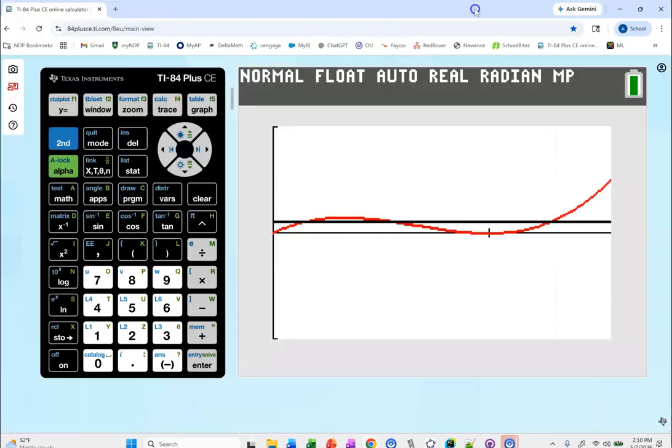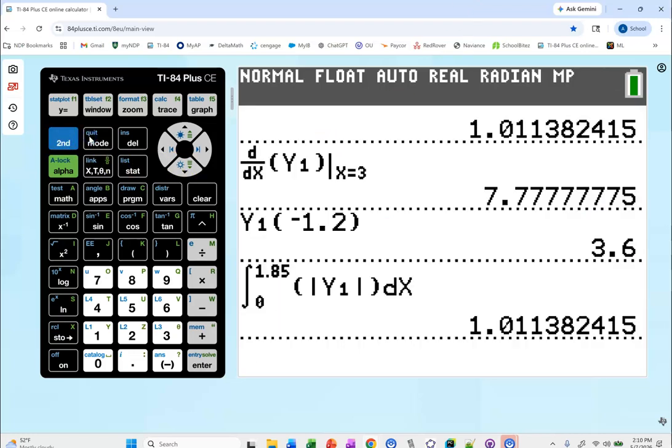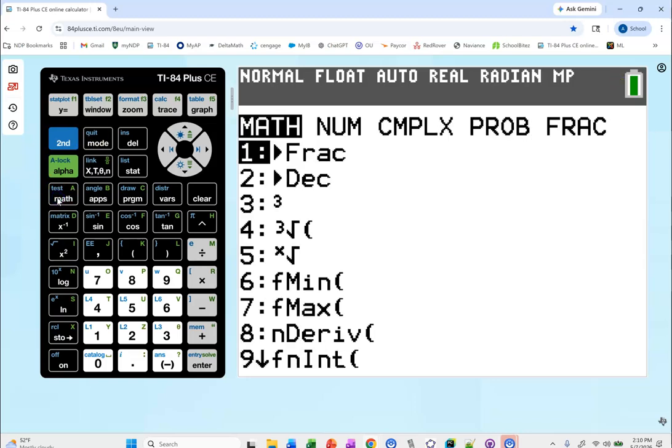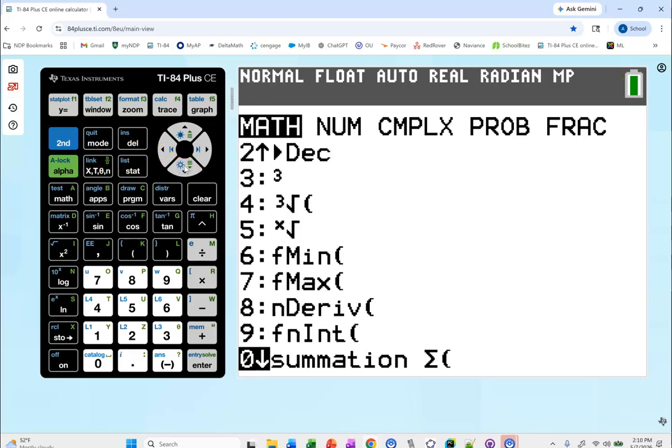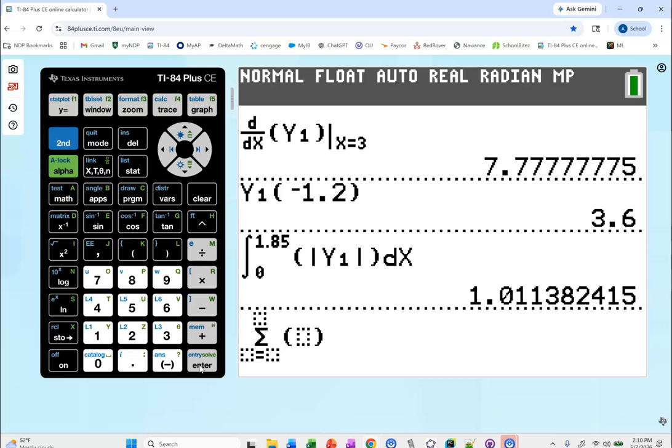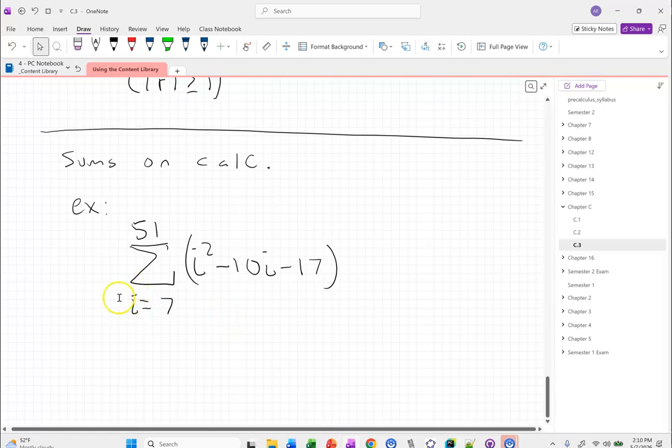All right, so here we go. To do this on our calculator, we just want to be on the main screen here, and I want to press this math button. I'm going to scroll down until I see the summation command. Now I can type this into my calculator exactly like it looks on my sheet of paper, other than instead of using the letter i, the variable on my calculator is going to be x.